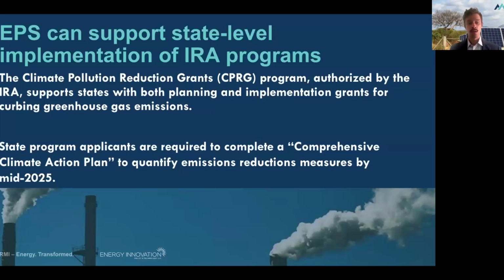And one example is the Climate Pollution Reduction Grant Program, which requires both planning and implementation grants and plans on the state level in order to receive and use this funding. In particular, by mid-2025, a comprehensive climate action plan across the vast majority of states will be required to quantify emissions reduction measures and to provide an up-to-date inventory. And this is one place where the EPS can be very useful as a free open source tool to help supplement some of that effort.